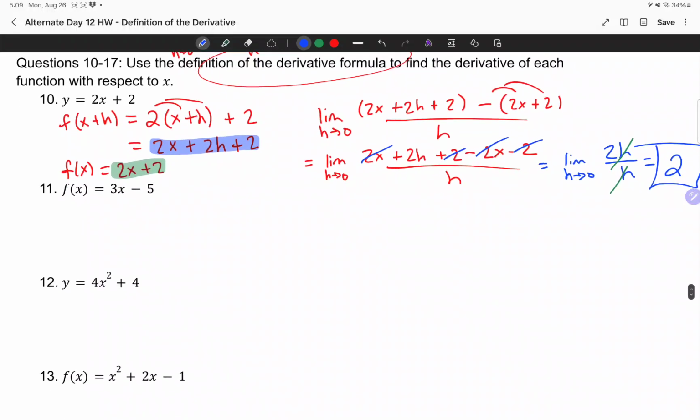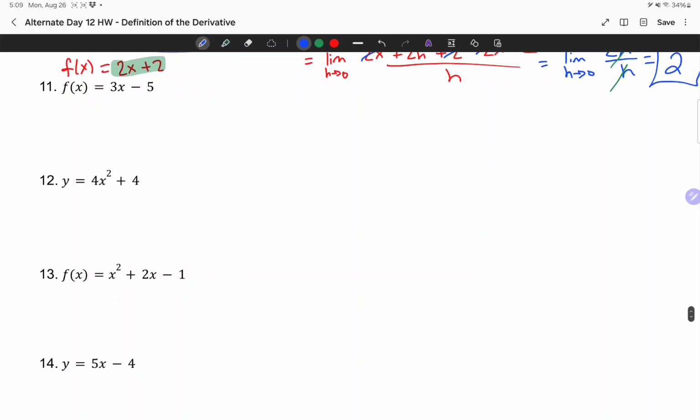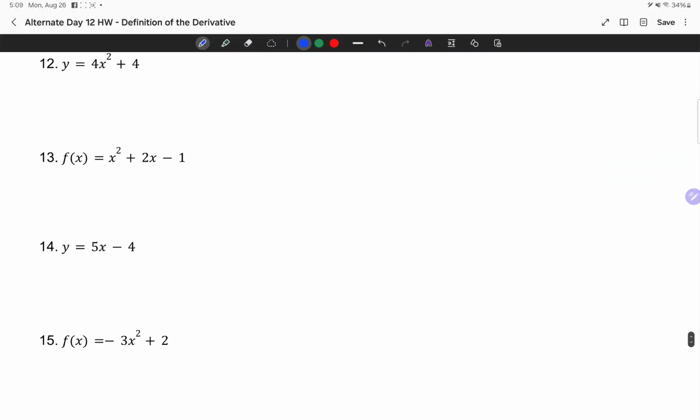11 will be very similar. On 12 and 13, it's similar. You just have to FOIL it out. I'll do 13 as an example because it's a little trickier. So f of x plus h will be x plus h squared plus 2 times x plus h minus 1.